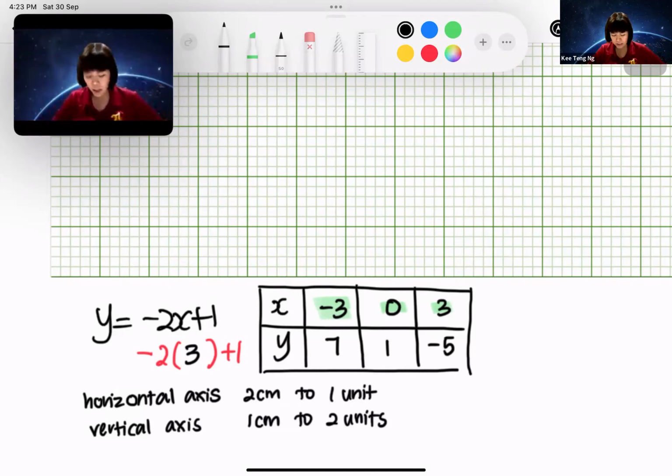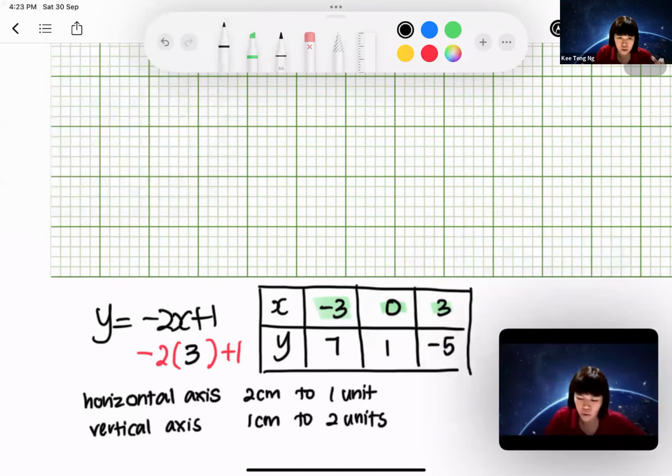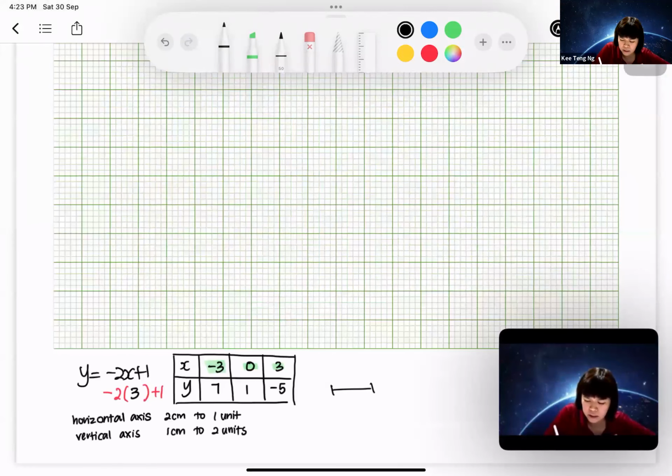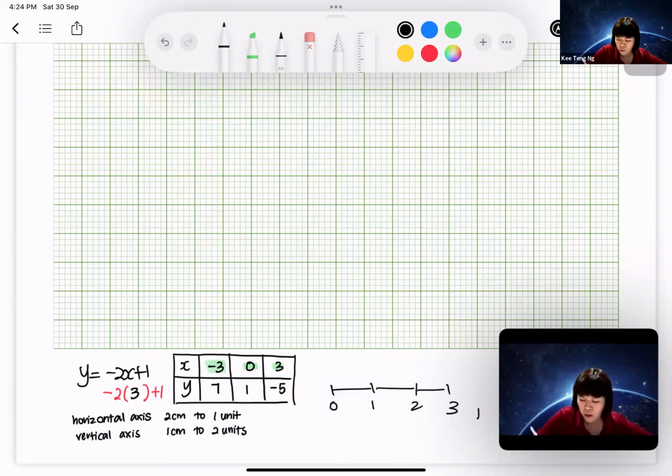Now the next part is I need to draw the graph. Horizontal axis, 2 cm to represent 1 unit. What does that mean? It means every 2 cm I skip by 1 unit: 0, 1, 2, 3, and so on. Vertical axis, 1 cm to 2 units. Every 1 cm, I jump by 2 units: 0, 2, 4, 6, and so on. So horizontal is 2 cm to 1 unit.